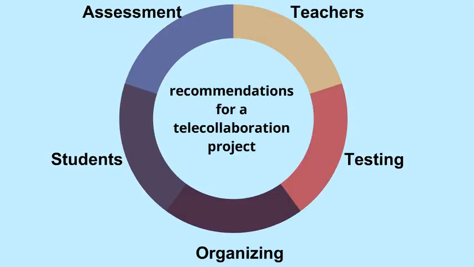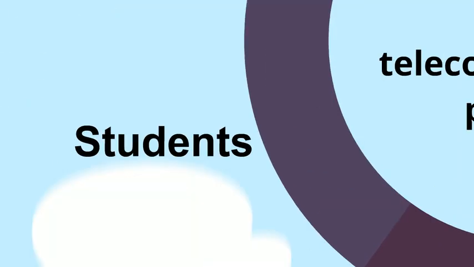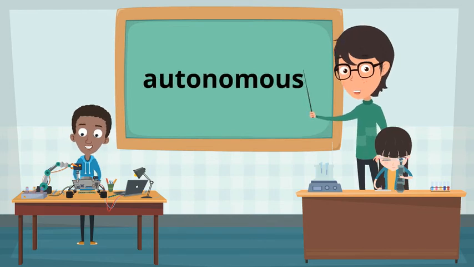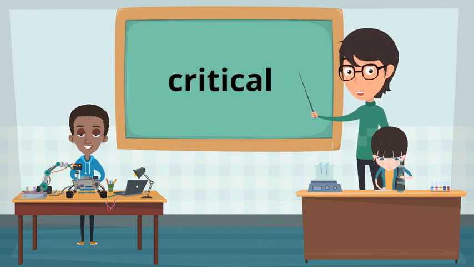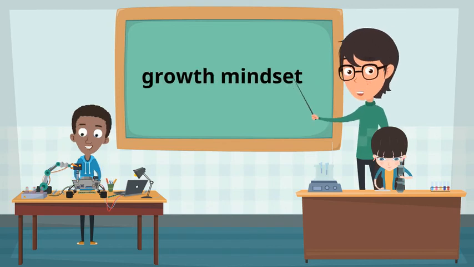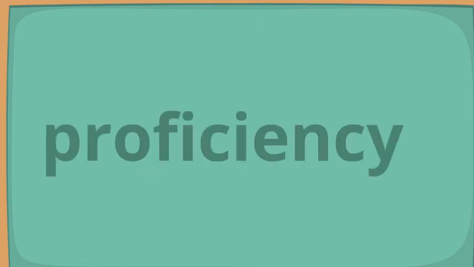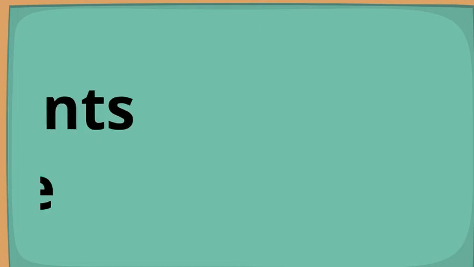Fourth, students. Students need to be independent, autonomous, and critical, as well as to have a growth mindset. Furthermore, when students make groups, they can do it by age, gender, proficiency, or you can let the students decide.